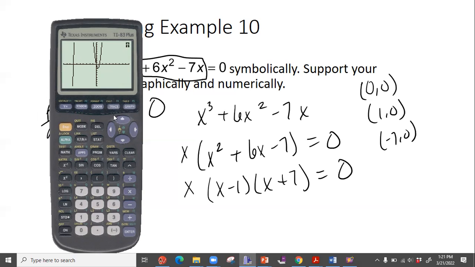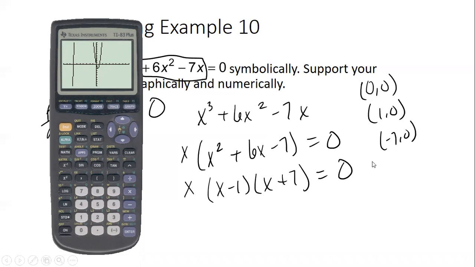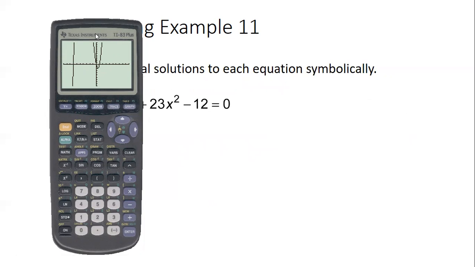When it says numerically, that means I'm looking at a table. So if I go to the table at negative 7, does my y equal 0? Yeah. If I go to 0, does my y equal 0? If I go to 1, does my y equal 0? Yes. So you did it symbolically and you checked it graphically and numerically. Yes? Yes. Terrible? No. Okay. All right.